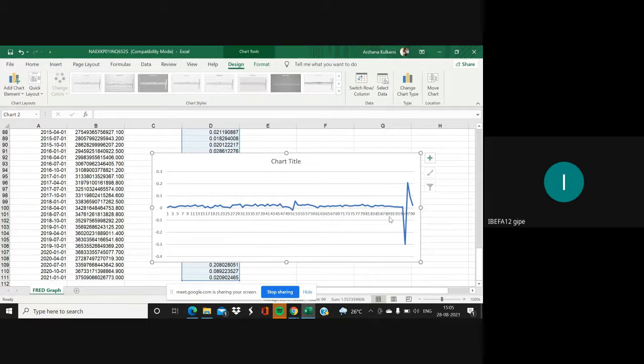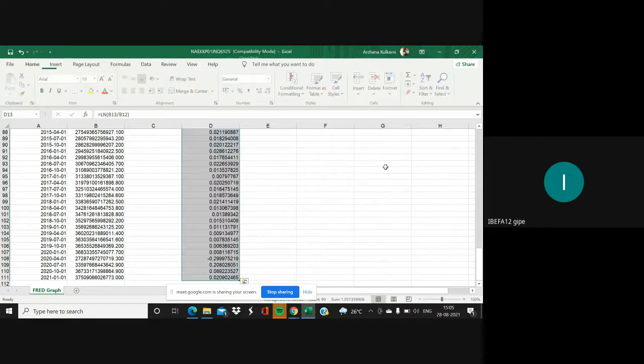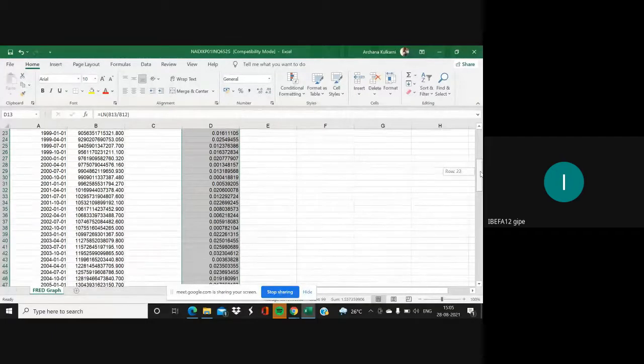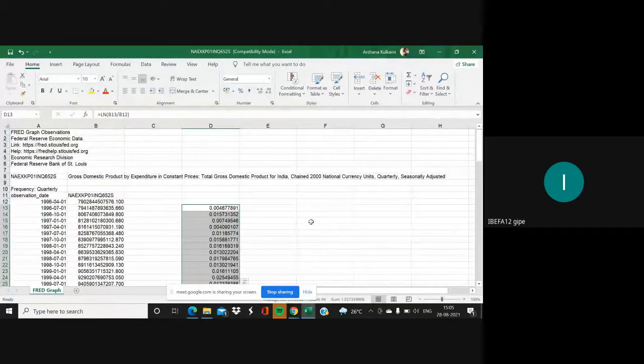You can't see very high spikes anywhere or very large deviations from the mean anywhere. You'll find that you have almost the same size fluctuations everywhere except for this part. Generally growth rates you will find are stationary, whereas if you take the raw GDP data, you will find that it's not stationary.